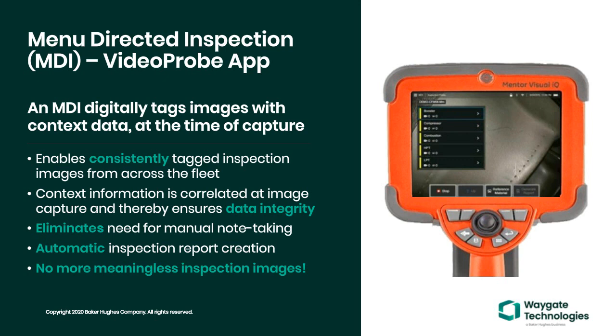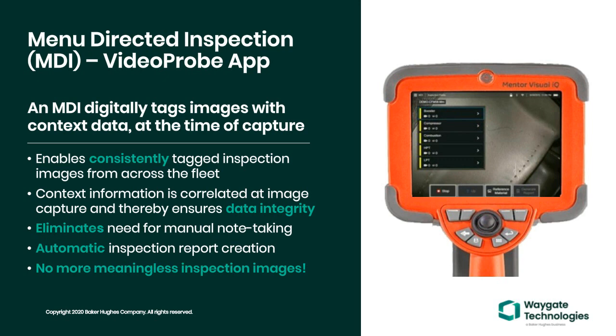The context information is correlated at the point of image capture, thereby ensuring data integrity, so you know exactly what asset a given image was taken from and what location in the asset that particular image was located in.